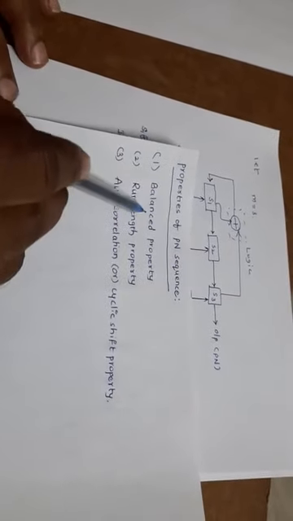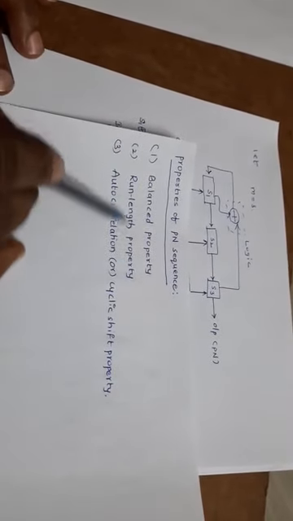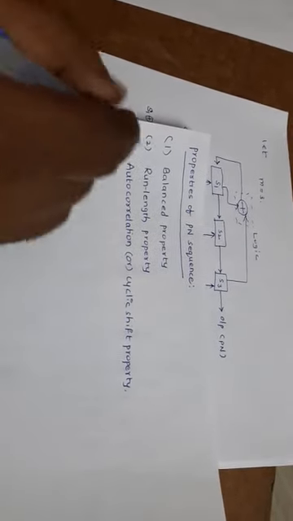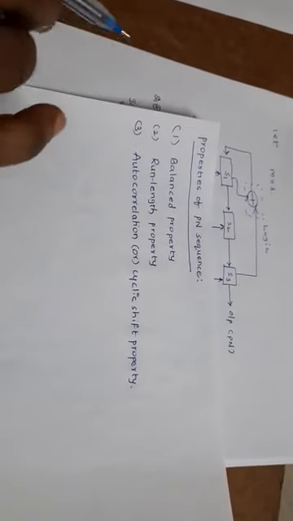Now let us see what the properties of the PN sequence are. There are 3 properties for a PN sequence: the balanced property, the run length property, and the autocorrelation or cyclic shift property. We will explain all these properties by taking one PN sequence.